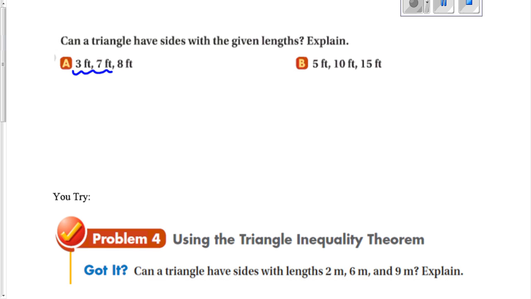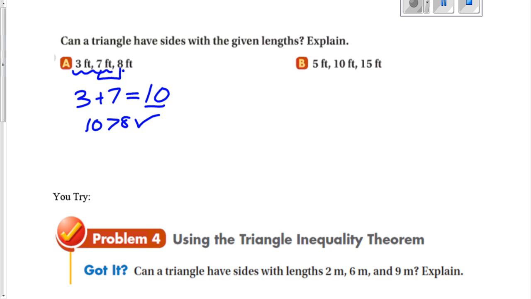So I'm going to add 2 of them together, and it doesn't matter which 2 I start with. The sum of those 2 has to be bigger than the third side. So is 10 greater than 8? Yes. Check every combination. If only one doesn't work, then it's not true.